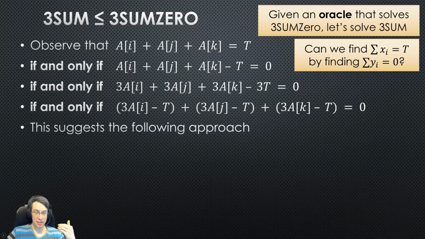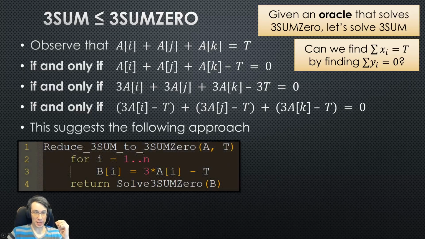Well, this equivalence, this first row being equivalent to the last row, suggests the following approach. We're going to reduce 3 sum to 3 sum 0 by taking our initial array A and our target T, and producing a new array B, where each cell of this array B is going to be the corresponding cell in A multiplied by 3 and less T. So we're going to take each element of A, multiply it by 3, subtract T, and make that B.